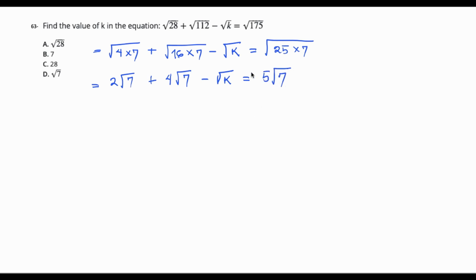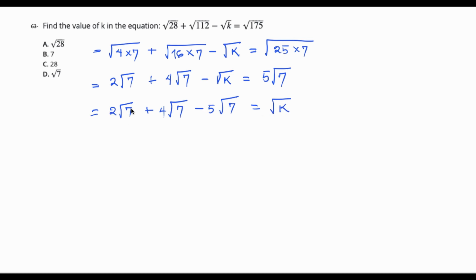So now we can collect like terms and then solve for k. So if we bring 5 root 7 to this side of our equation, this will become minus 5 root 7. So we can rewrite this as 2 root 7 plus 4 root 7, and bringing this will become minus 5 root 7. And then we can bring minus root k to this side, and from minus root k it becomes plus root k. So we've made root k the subject of our formula.